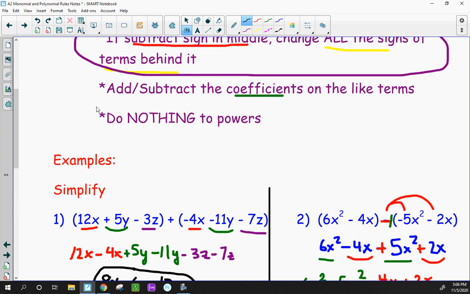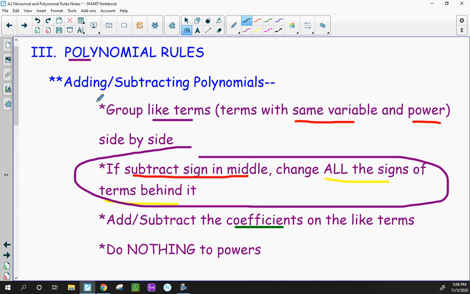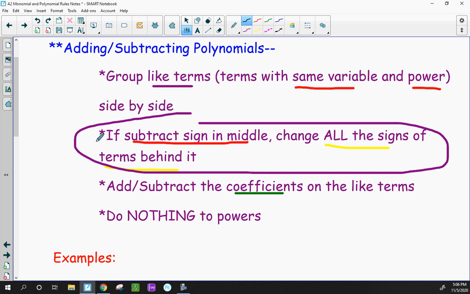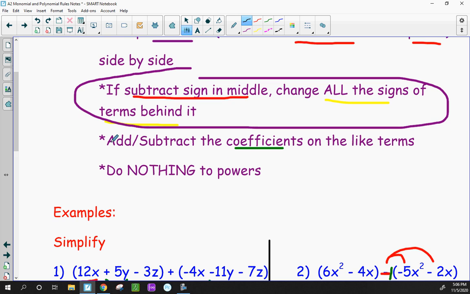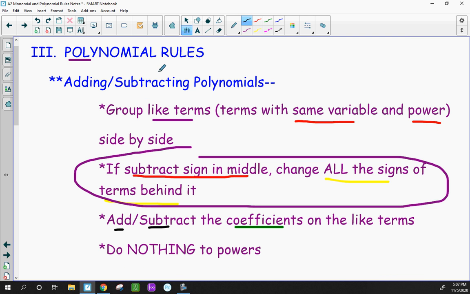Alright, so again, that's your adding, subtracting rules. Group like terms. If there's a subtraction sign in the middle, you have to change all the signs behind it. You're going to just add or subtract depending on the signs. You're going to do that with your coefficients. And then you're going to do nothing to the powers. You're dropping the same letter and same power down. Again, that's adding, subtracting polynomials.